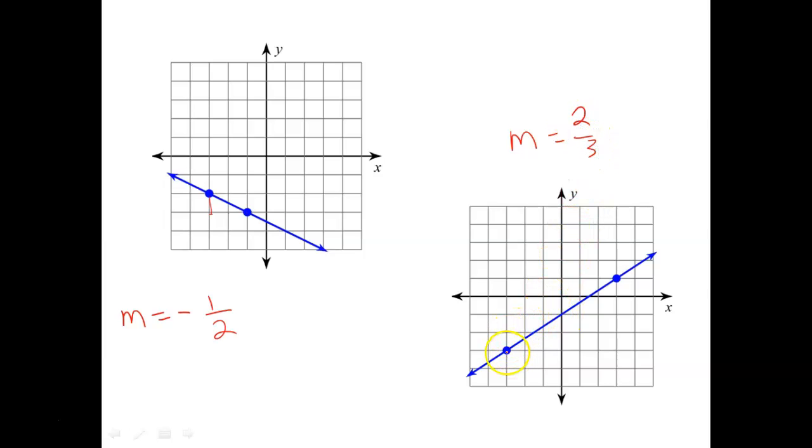Now, if you look at the points and you count, you're going to get the same answer. You're just going to have to simplify. So from this point, you get 1, 2, 3, 4, so you went up 4. And you go over 1, 2, 3, 4, 5, 6. Over 6. And 4 over 6 reduces to 2 over 3. So it's the same as that one. Again, I know this is just a review.